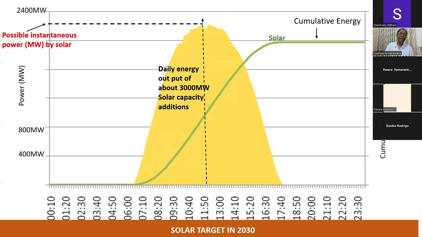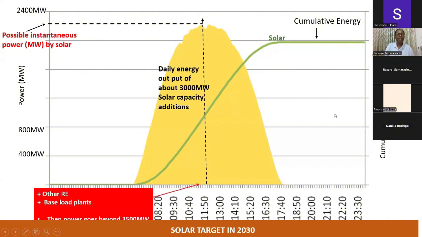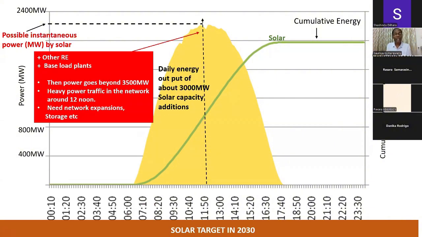If we add 3,000 megawatts of solar power plants, the peak power will be close to about 2,000 megawatts at about 12 noon. So the solar power plant alone can't run the system. If it is a windy day, you will get other renewable energies like wind as well.